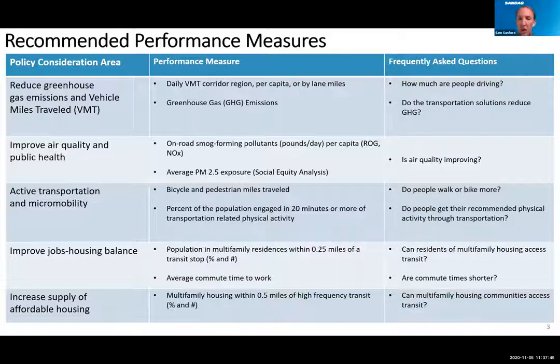So for improved job housing balance, we're looking at the population in multifamily residences within a quarter mile of a transit stop. So for this, we can look at both the percent and the number within the CMCP planning area. We can also look at the average commute time to work. Now, this is one of the ones where I really wanted to work on the average commute distance. If we can drive that distance down where we get housing and employer closer together, or employment closer together, that's the ultimate goal.